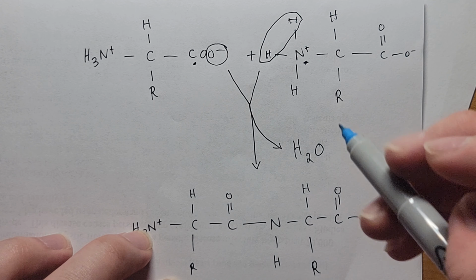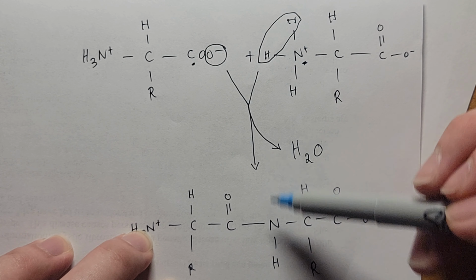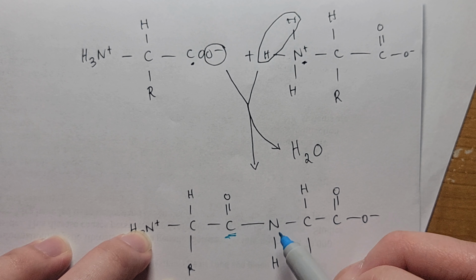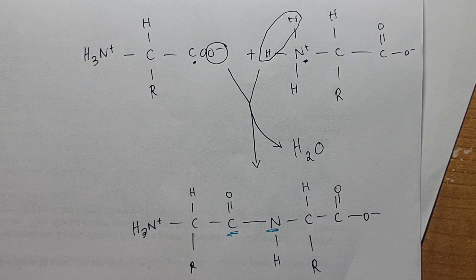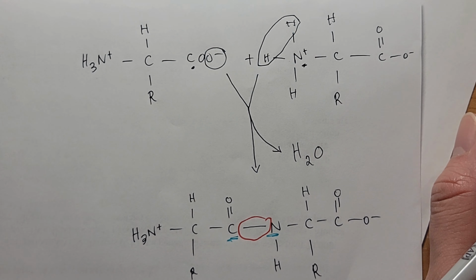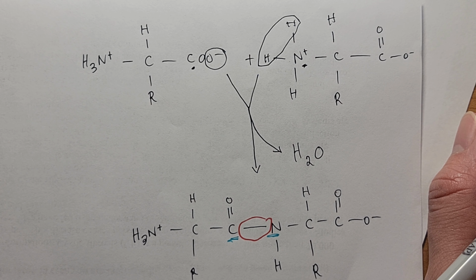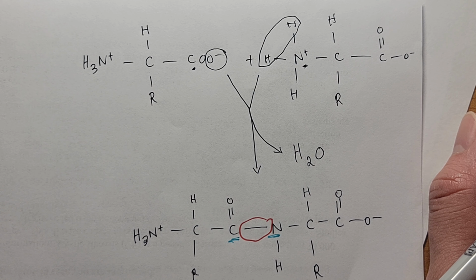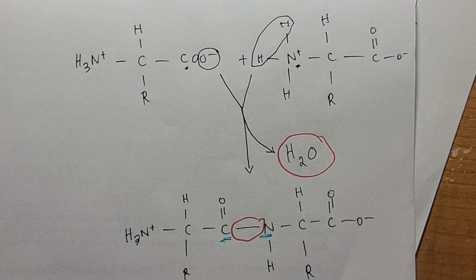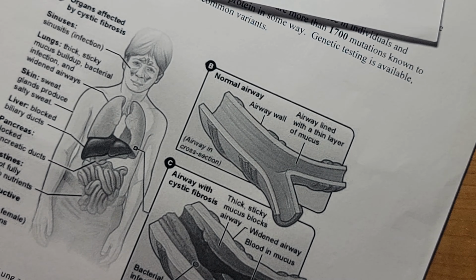So as you can see, we lost the O minus on here. We also lost two of the H's over here. And then we had a bond that formed between the C and the N, which is this one. Now, this bond over here is your peptide bond. So, just to summarize again, every time we form a peptide bond, we lose water with it. Alright, let's go back to the activity.